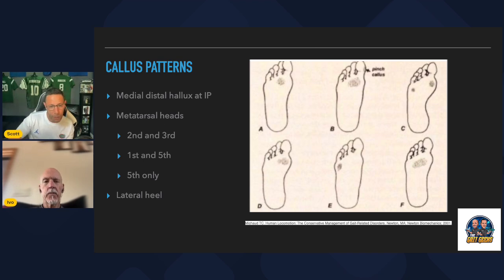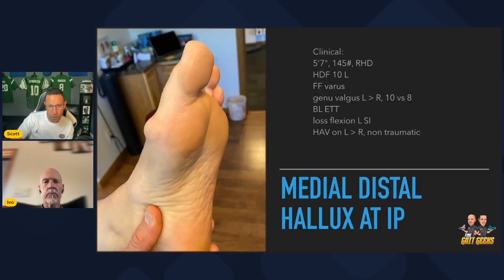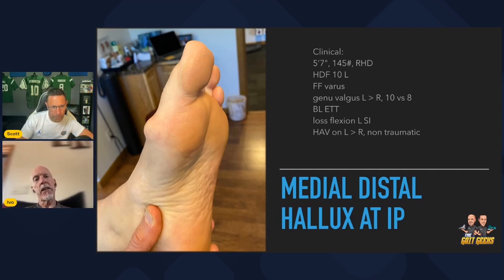So now we have good pictures of all of these. So here's one. I'll let Ivo talk about the clinical representation. There's a picture he took. Yeah, this is just a patient. I gave some clinical information on the side, more to give you an idea of what this looked like.